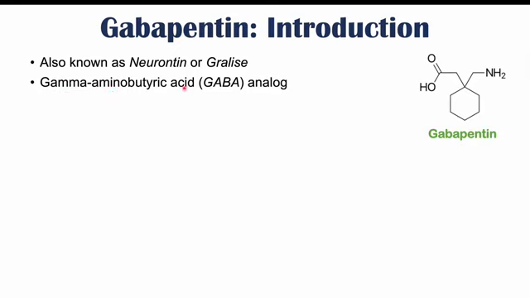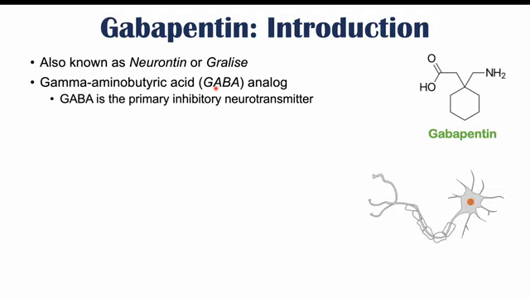So gabapentin is also known as Neurontin or Gralise. It is a gamma-aminobutyric acid, or GABA, analog. GABA is a neurotransmitter. It's actually an inhibitory neurotransmitter, the classic inhibitory neurotransmitter, and this is where we get the name gabapentin from. So it is a GABA analog, meaning that it acts like GABA. And again, GABA is that primary inhibitory neurotransmitter.